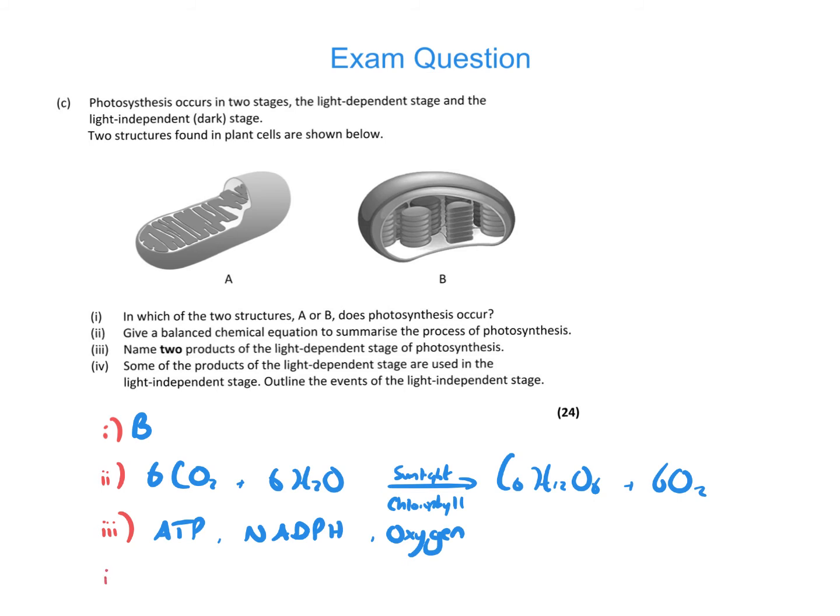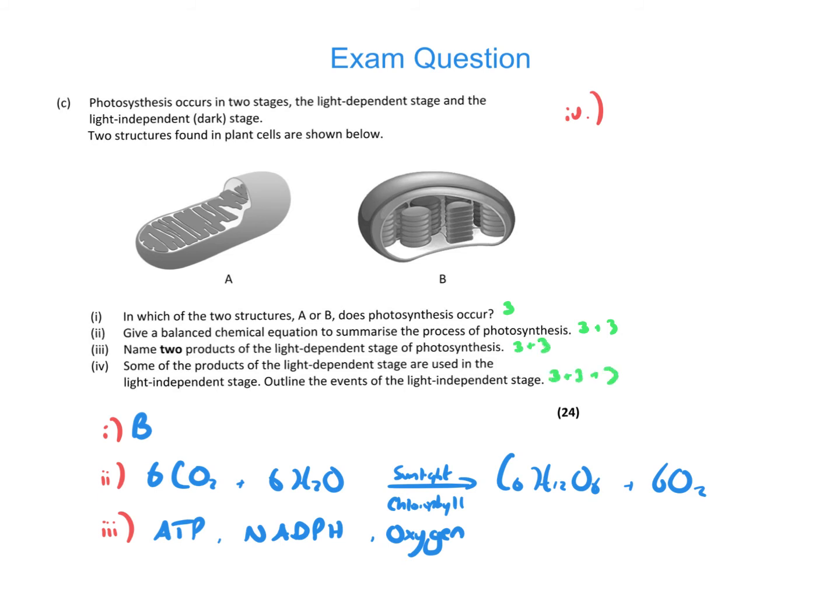So we have part 4 then as well. Some of the products of the light-dependent stage are used in the light-independent stage or the dark stage. Outline the events of the light-independent stage. So I'm actually going to do this up at the top just so we have a little bit more space. So a couple of things that we can say here. This will be a 3, 6, 9, 12. This will be a 9-mark question. So we're just going to make sure that we have enough marks for each one. So that was 3, 3 plus 3, 3 plus 3, and this is 3 plus 3 plus 3.